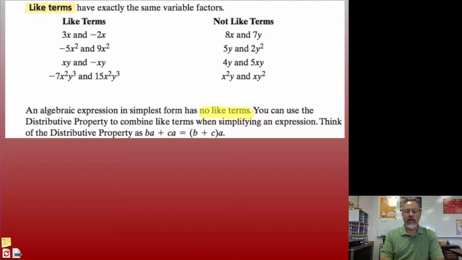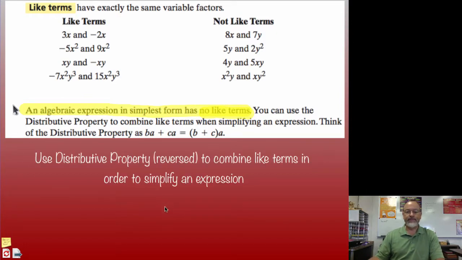So when we look at an expression and we're asked to simplify, if it has like terms, we have to combine those. We cannot leave those. All right, so in simplest form, we're going to use the distributive property in reverse to combine those like terms, or to add those together or subtract them. All right, so let's look at how we do that.